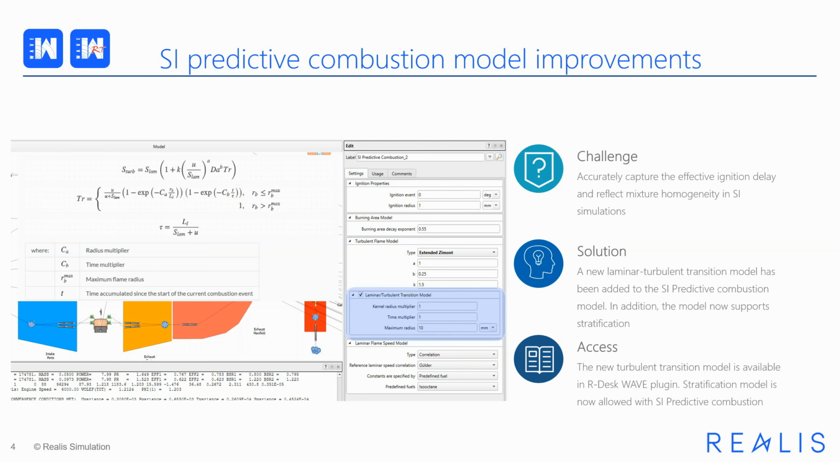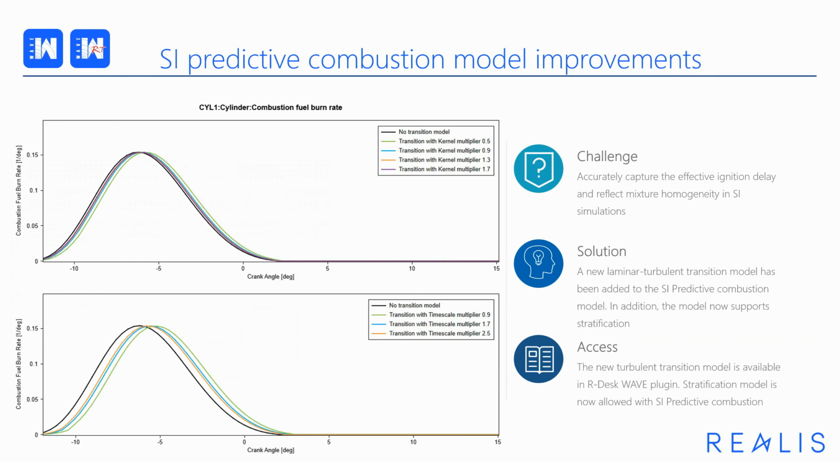Users have control over the duration of the transition through the multipliers on the radius and the time scale, and this allows, particularly in the concept of predictive model tuning in RDesk Tuner, effective targeting of the early stages of combustion, for example, of the 10-degree burn angle. The figure here shows the variation of the fuel burn rate with the transition model off and transition model on, and different values of the kernel multiplier and the timescale multiplier.